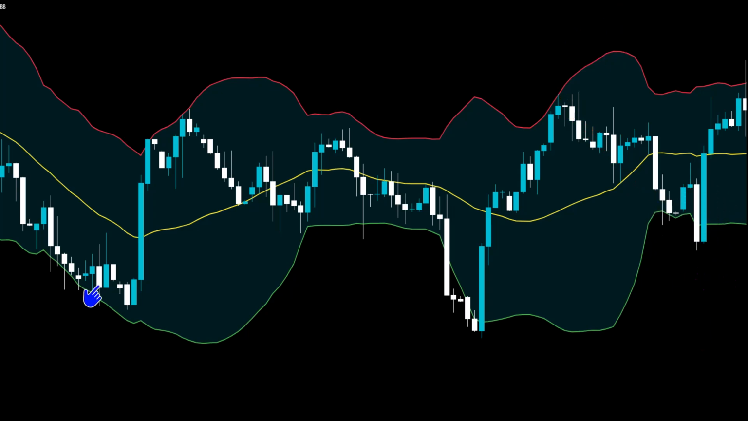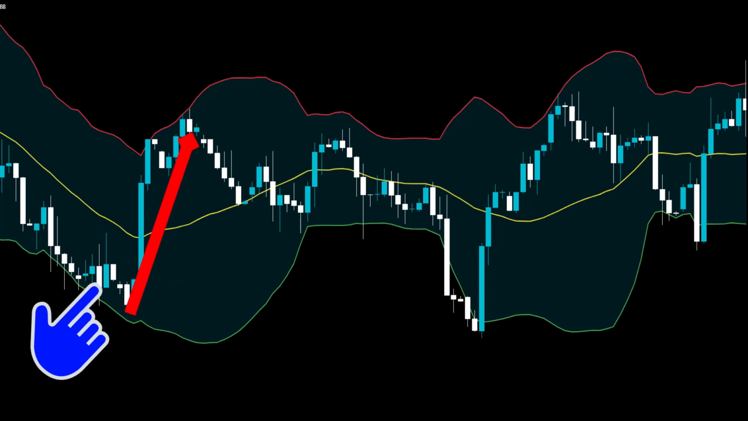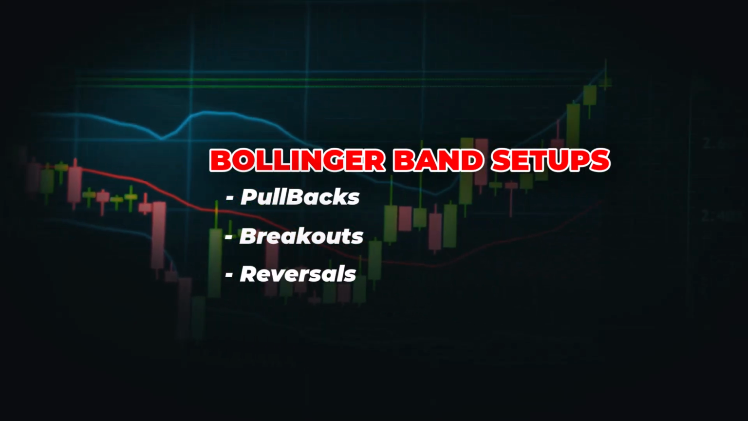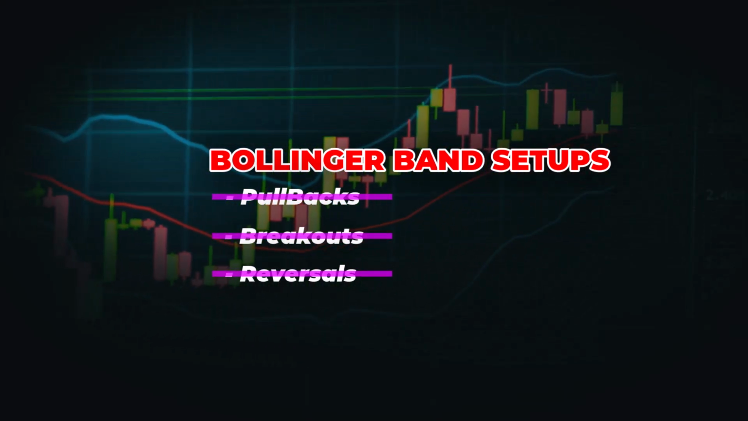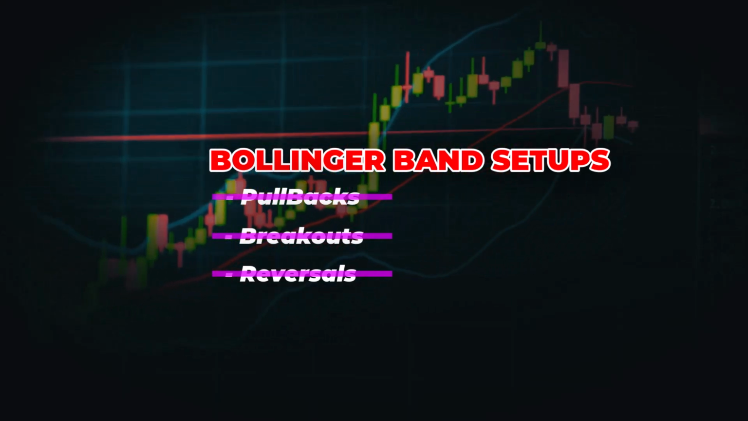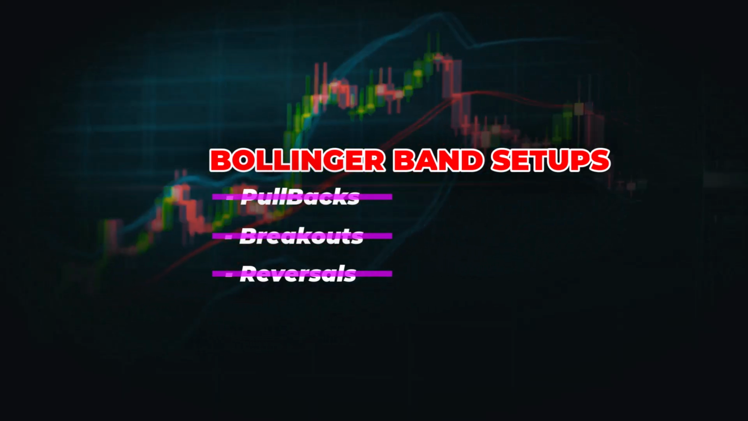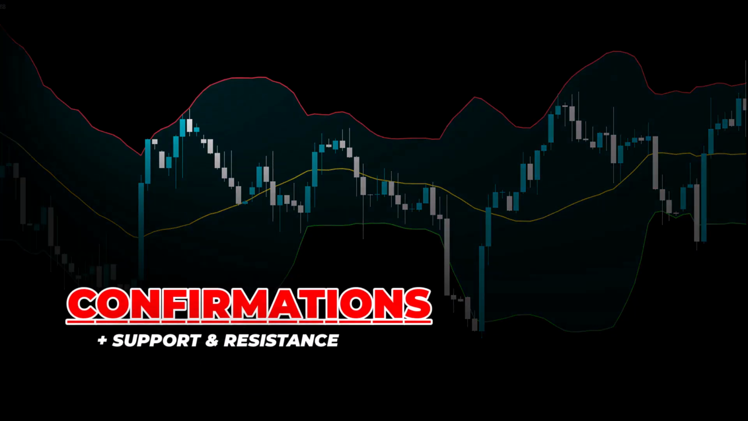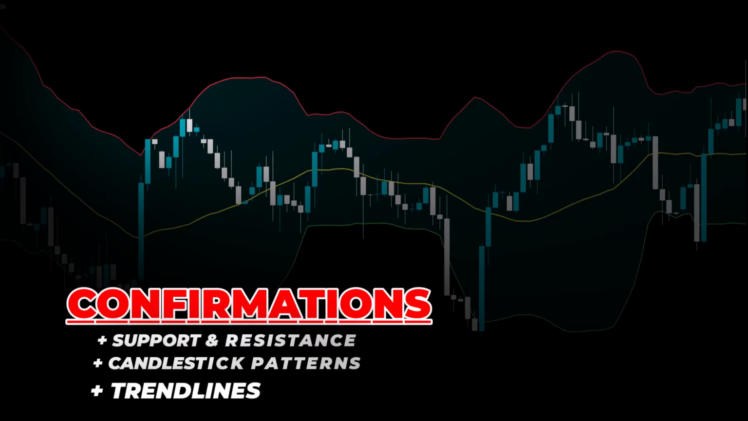Here we see that the price touches the lower band on this candle, and it immediately reverses and moves upward. The price goes on to touch the upper band here, so we can say that the reversal setups also work well. Now these are the three key Bollinger Band setups: pullbacks, breakouts, and reversals. If you want to trade effectively using these strategies, it's important to combine them with additional confluences to increase your trade success rate. These confluences can include support and resistance levels, candlestick patterns, trend lines, and more.